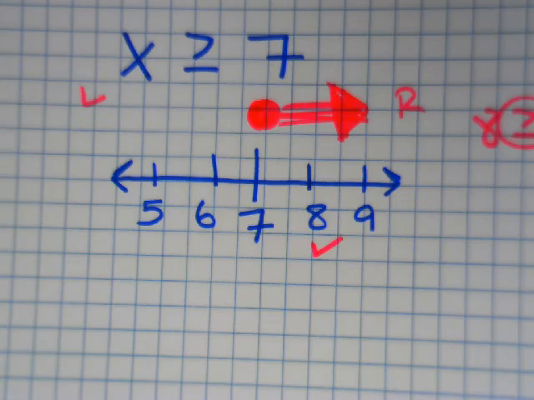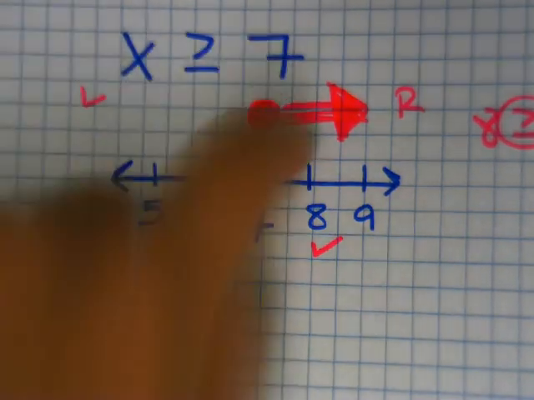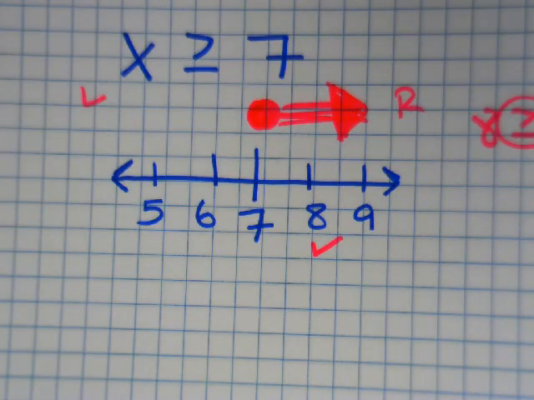I have money in my pocket. How much money do I have? I have greater than or equal to $7. Pretty rich. I could probably buy a Happy Meal, and that's about it. All right, we're good?